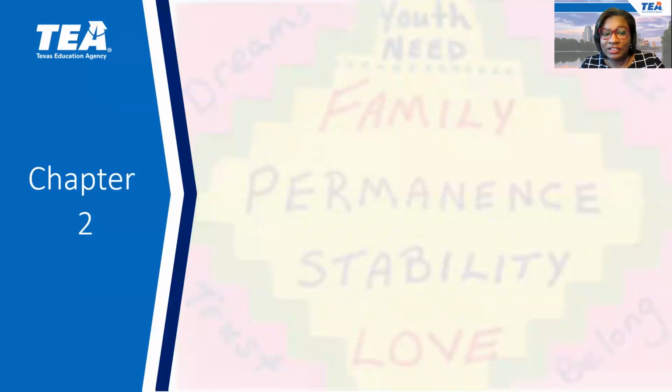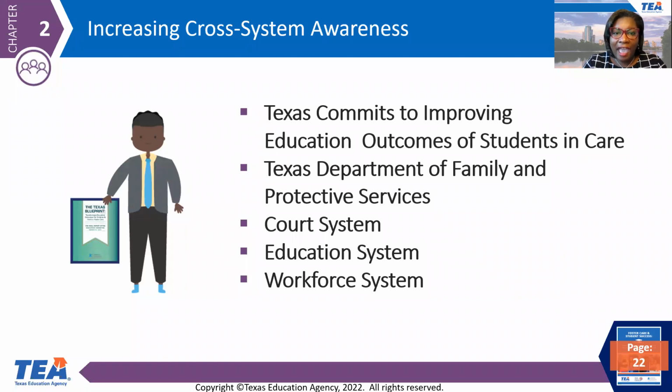So let's go in and start looking at chapter two. In chapter two, we have the Texas commits to improving educational outcomes of students in care, Texas Department of Family and Protective Services. We also have information about the court system, and we have the educational system and the workforce system. So in chapter two, we talk about cross systems awareness. So remember those icons at the top? This is purple, so we need to make sure we understand all of what we are trying to gain. And then chapter two starts on page 22.